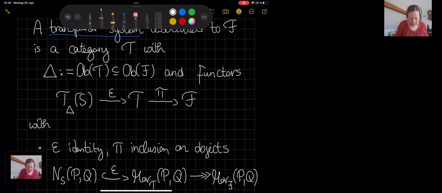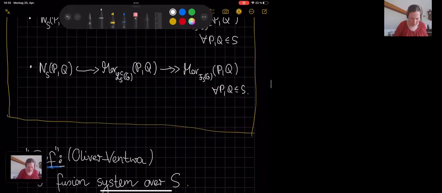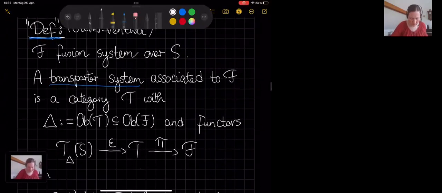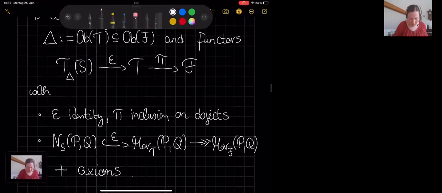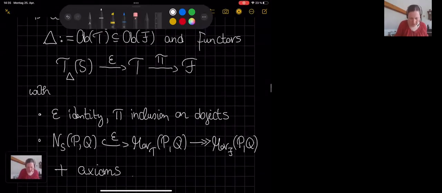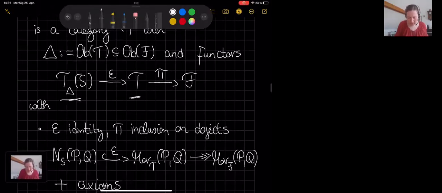from the category T delta of S to T. So if you recall, the category T delta of S, this here would be the morphism set between two objects. And so we have this functor, and then we have also a functor to F. And they have several properties, which I'm not going to list all. So first of all, epsilon is the identity on objects. So delta is a set of objects of T, and these two have the same object set. Epsilon is just the identity on this. And every object of T is an object of F, and pi is just the inclusion on objects.